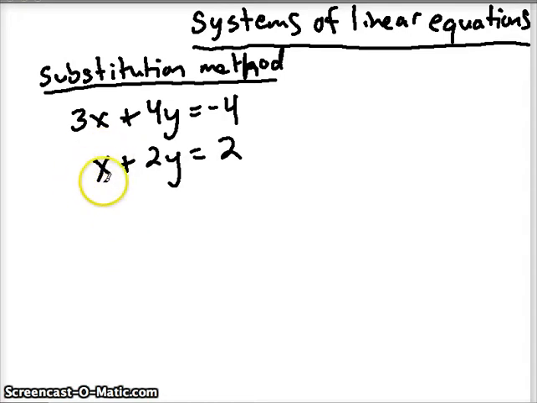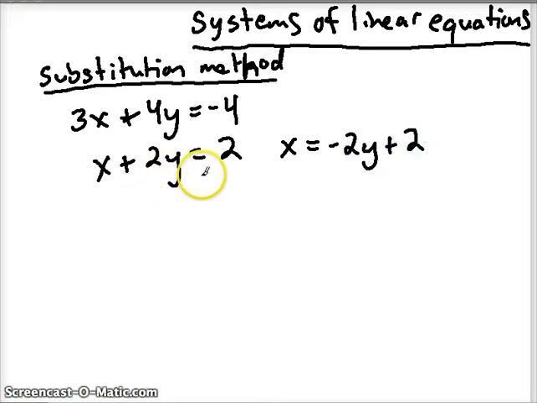Again, this variable right here has a coefficient of 1. So chances are using the substitution might be the easiest, because if we just solve this equation for x, it's fairly easy to do. All we got to do is subtract 2y from both sides, and we get x equals -2y plus 2, right? All we did is subtract 2y from both sides. Alright, let's hold on to this equation right here.